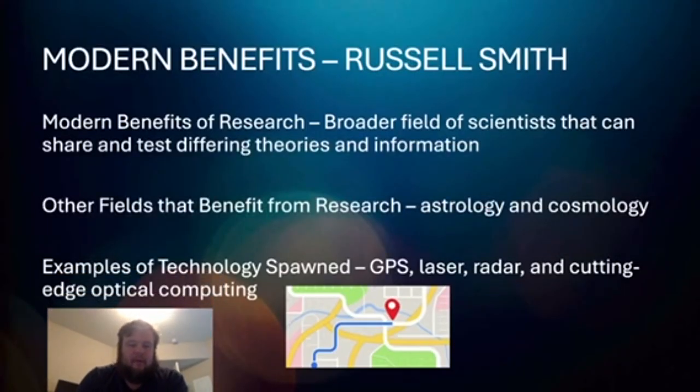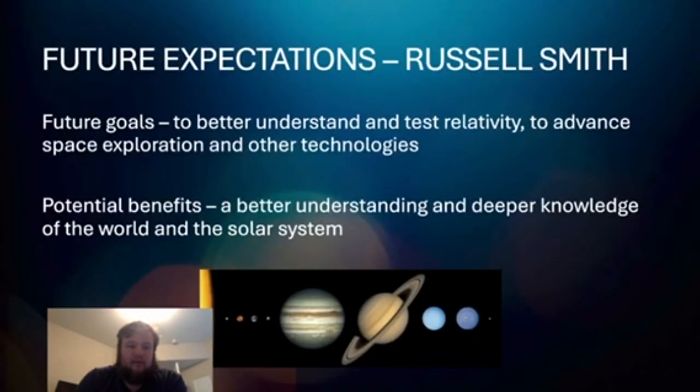Some of the modern benefits include that broader fields of sciences can come together, share, and test differing theories and information. The other fields that benefit from the research include astrology and cosmology, and examples of technology that spawned were GPS, laser, radar, and cutting-edge optical computing. Some of the future goals are to better understand and test relativity and to advance space exploration and other technologies. Some potential benefits are a better understanding and deeper knowledge of the world.